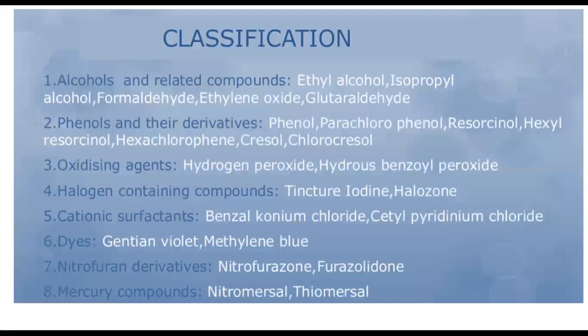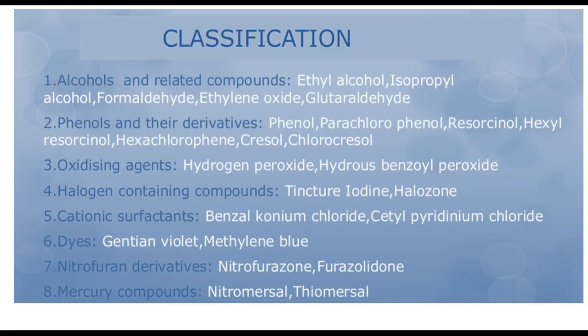Now, we will classify them. The anti-infective agents are classified into the following types. 1, alcohols and related compounds. The examples are ethyl alcohol, isopropyl alcohol, formaldehyde, ethylene oxide, and glutaraldehyde. Phenols and their derivatives: we have phenol, parachlorophenol, resorcinol, hexyl resorcinol, hexachlorophene, cresol, and chlorocresol. Oxidizing agents: hydrogen peroxide, hydrous benzoyl peroxide.